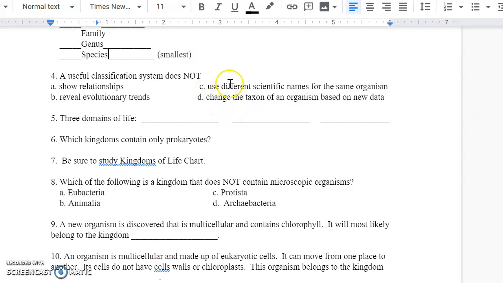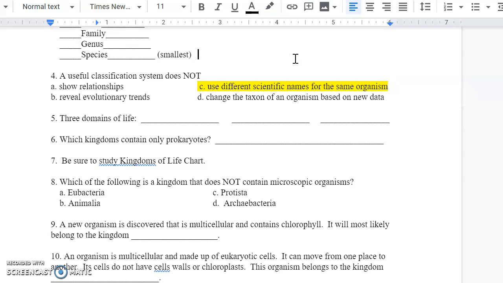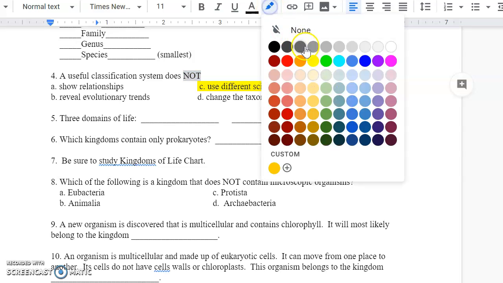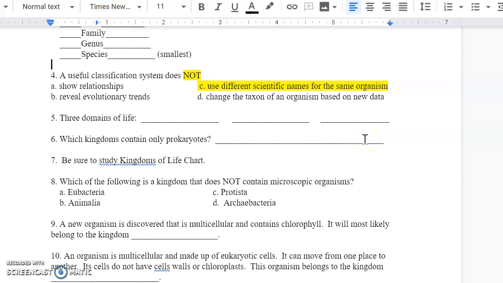What they do not do is use different scientific names for the same organisms. Remember, the purpose of using scientific names was to allow scientists or anyone in general to talk about organisms and know specifically which organism you're talking about. So they do not change over and use different names. If you use different names, that makes it more confusing. They're going to use that same scientific name. It's always the genus and the species, with the genus being capitalized. So they do not change the name.